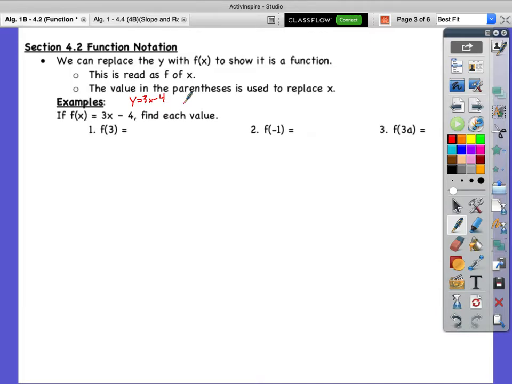Okay? So, when we have f of 3 here, we're saying if f of x is equal to 3x minus 4, find each value. So we're saying find f of 3. Well, what's the 3 replacing right here? What was in the parentheses? X. What's in the parentheses now? 3. So what we're going to do is we're going to take this equation, and instead of writing x, we're going to replace it with a 3.